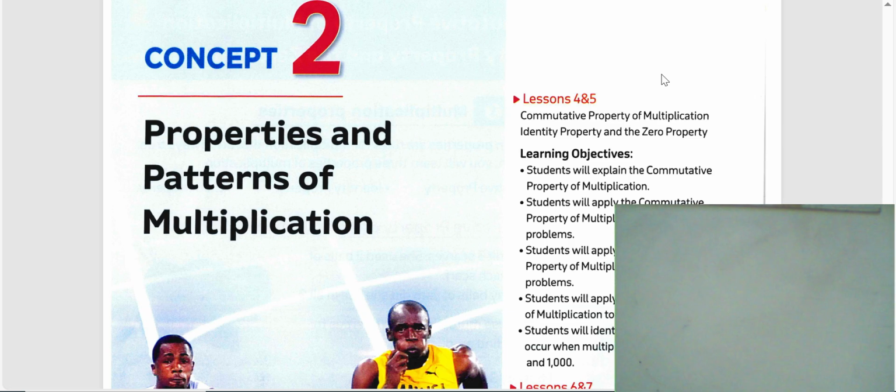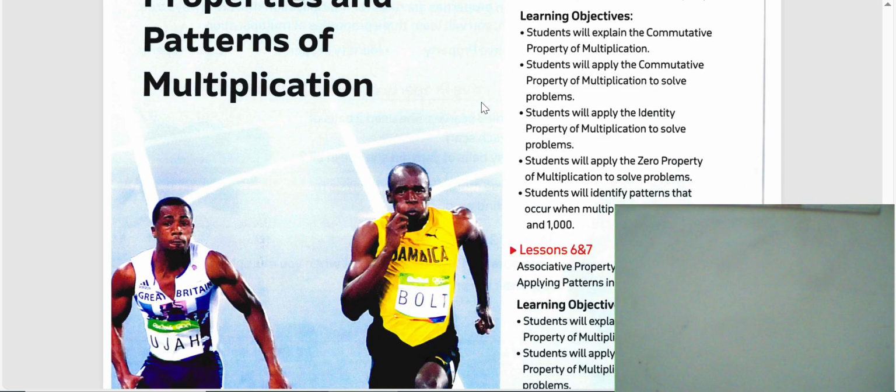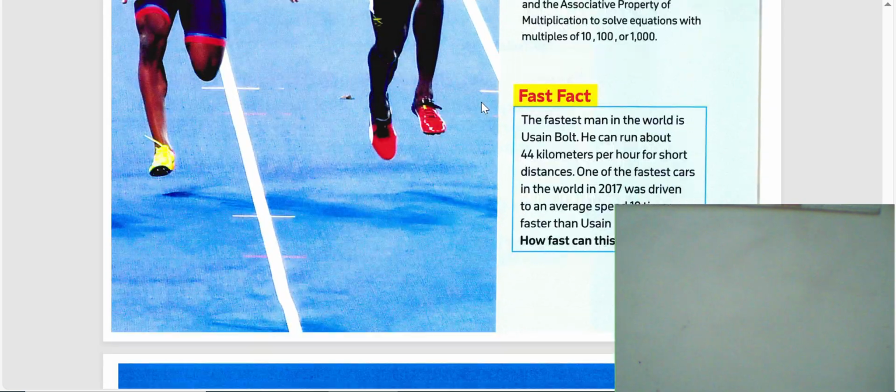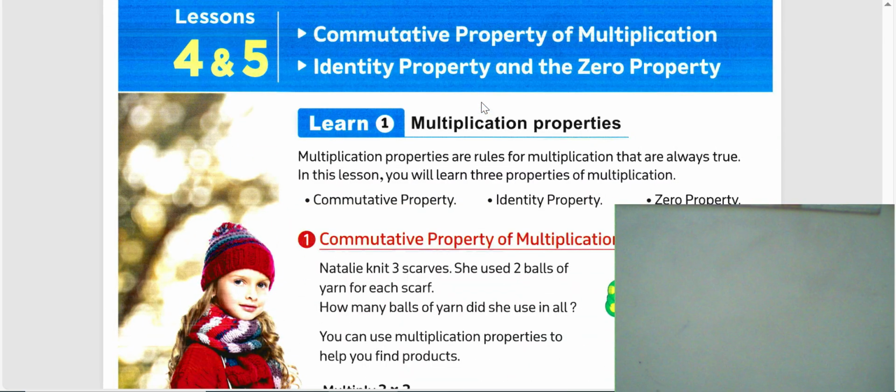Today we'll explain concept number 2, properties and patterns of multiplication. We studied before the commutative property of multiplication, the identity property and the zero property. Like 3 times 5 equals 5 times 3, we can replace the location of the numbers. We call it the commutative property.